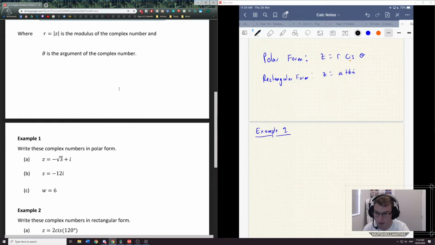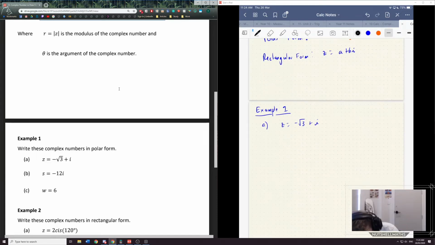Let's look at this first example. Z equals negative root 3 plus i. Let's draw the picture first, just to fully understand what's going on. And I recommend drawing the picture every time.